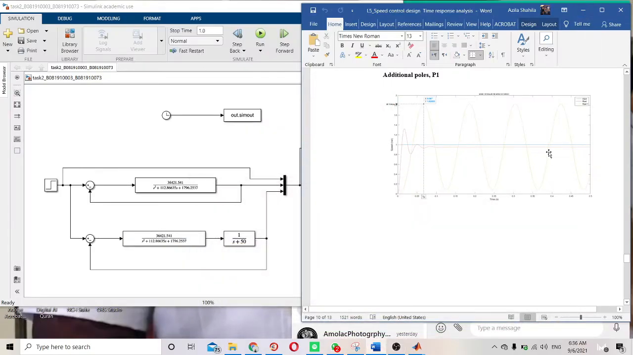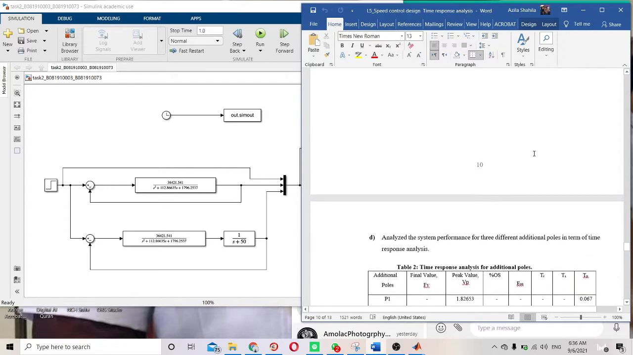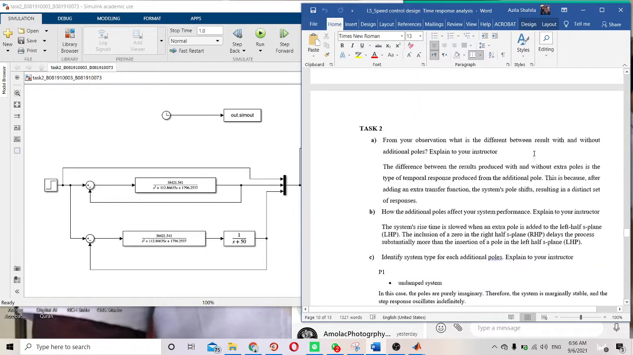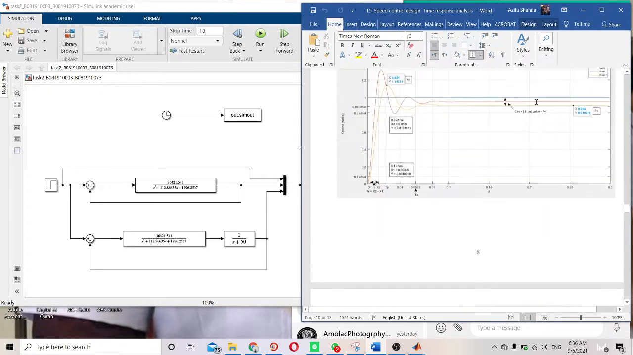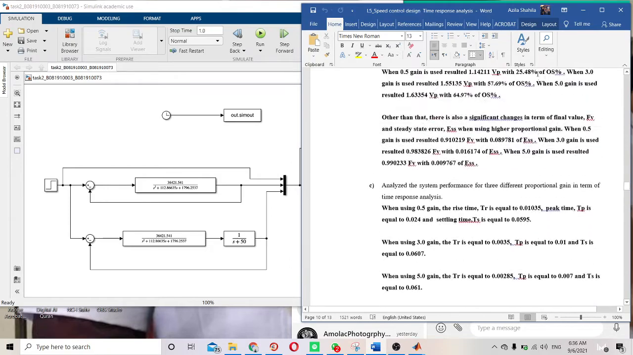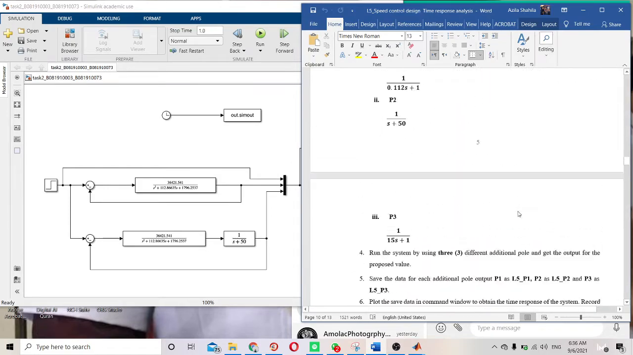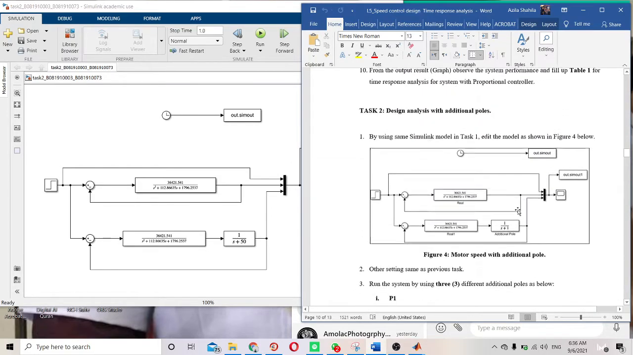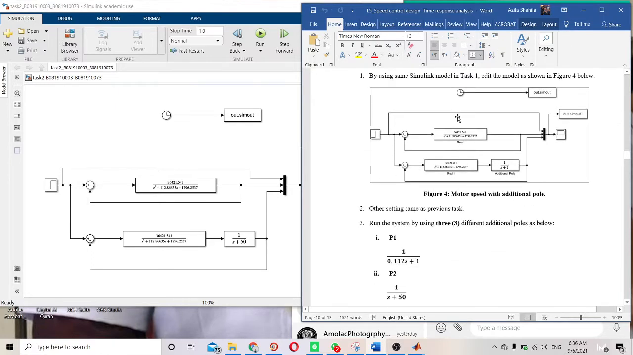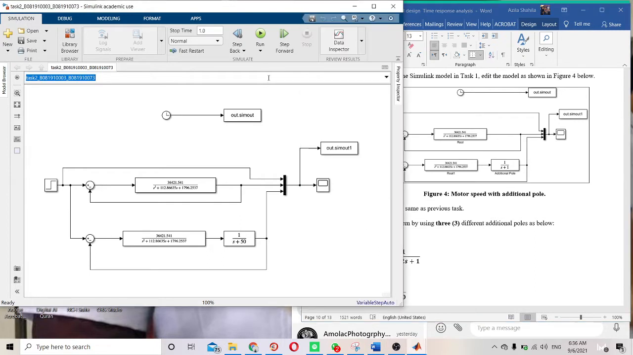Okay, hi everyone. Now I will continue Task 2. I was asked to build a Simulink model based on the task given, which is this simulation. So here is my simulation.